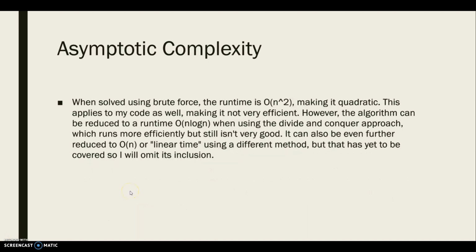This brings us to the final thing, the asymptotic complexity. As we went over, brute force runtime is O of n squared, which is quadratic. It's not very efficient. With divide and conquer, it can be reduced to O of n log n, which is better, but it's not great. However, there is another method which I'm not going to mention because we haven't covered it yet. This is just supposed to be divide and conquer, but in case someone wanted to know, it can be reduced even further down to linear time, or O of n.